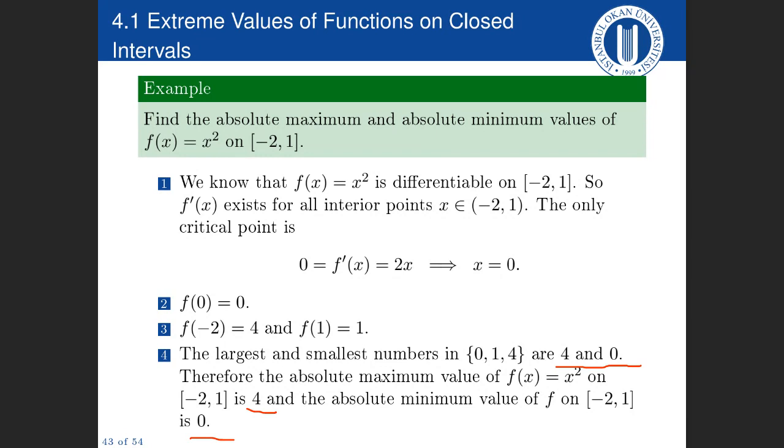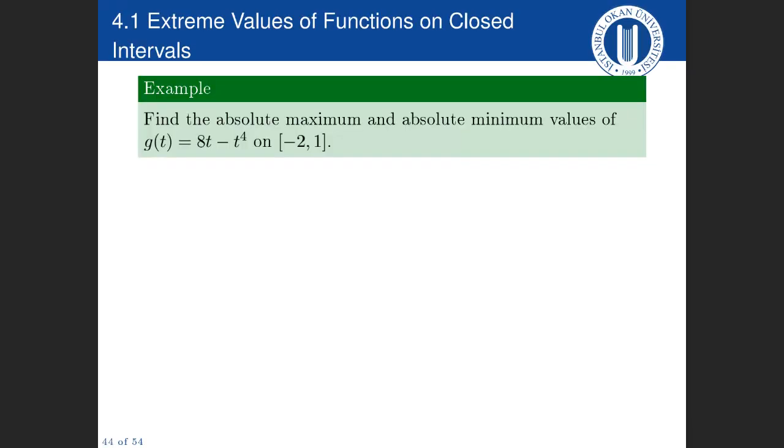Let's do another example. Find the absolute maximum and absolute minimum values of g of t equals 8t minus t to the power 4 on the same closed interval from -2 to 1. And the technique is the same. First, we'll find the critical points. Step 2, we'll calculate the value of the function at all of the critical points. Step 3, we'll calculate the value of the function at the endpoints. And then step 4, we'll choose the biggest number and the smallest number.